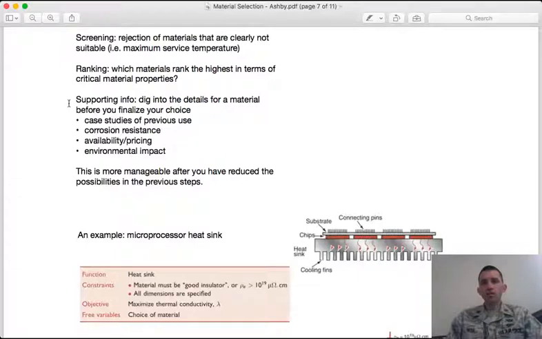And here's where you really dig into the details to make sure that your material is the right choice. And this allows you to find information on a few materials that would be prohibitive if you were researching, say, hundreds of different materials for these more specific pieces of information. Things like corrosion resistance or availability, environmental impact, right? After you've screened and ranked, you're down to a short list that you can really dig into and make sure that the material you end up choosing doesn't have any hidden or not immediately apparent drawbacks that would make it unsuitable.